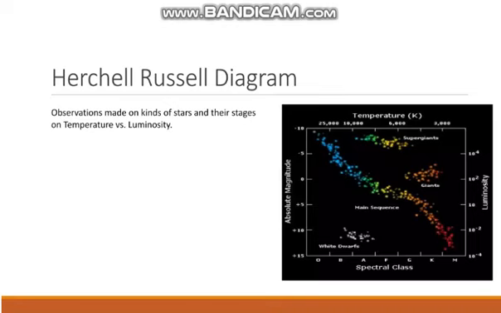Hertzsprung-Russell diagram. Observations made on kinds of stars and their stages in terms of temperature and luminosity.